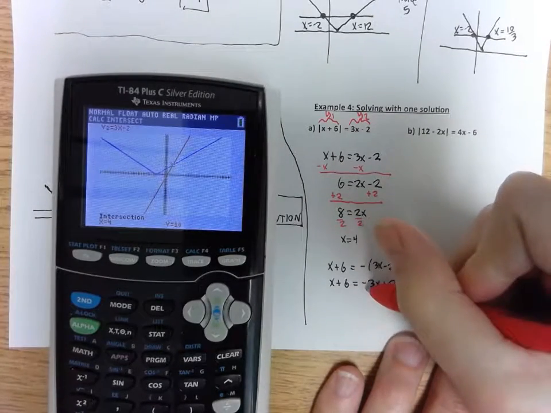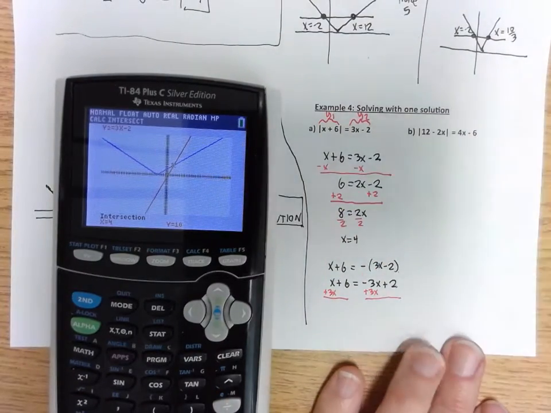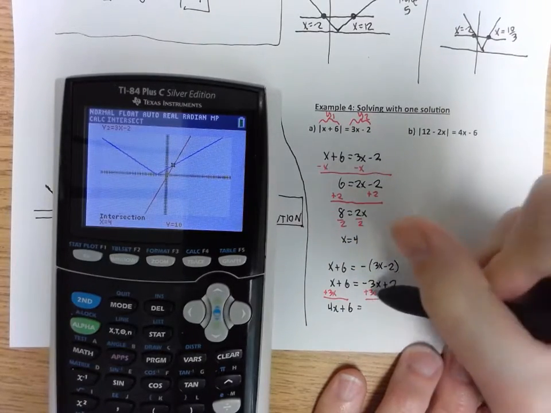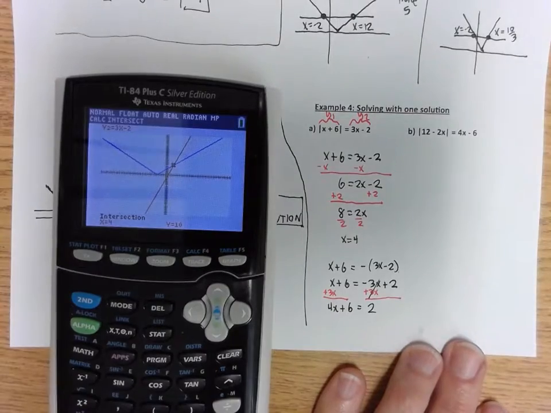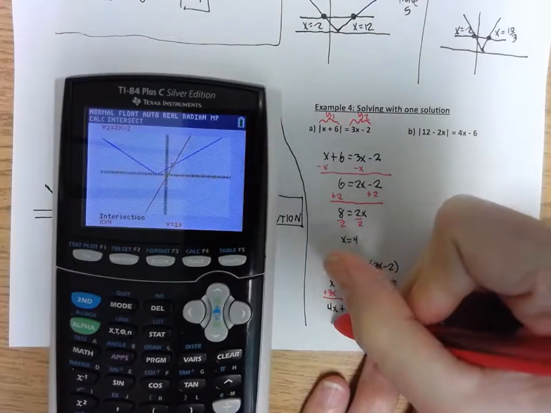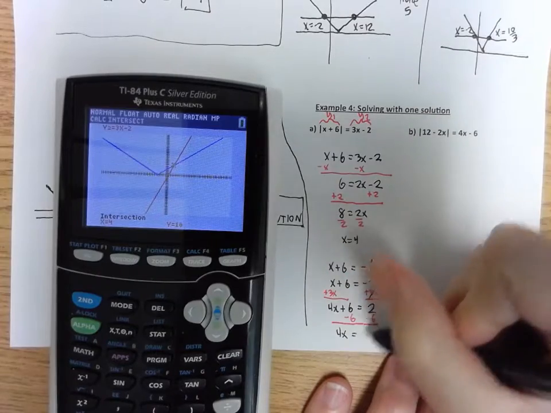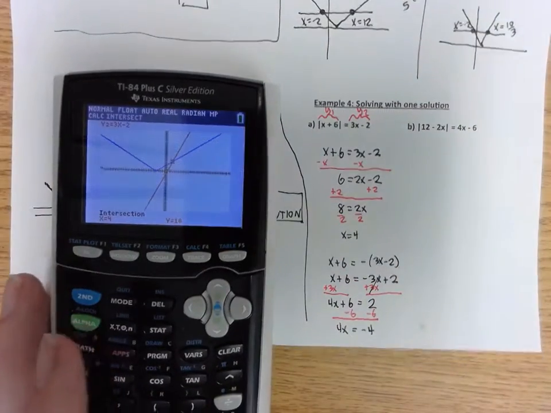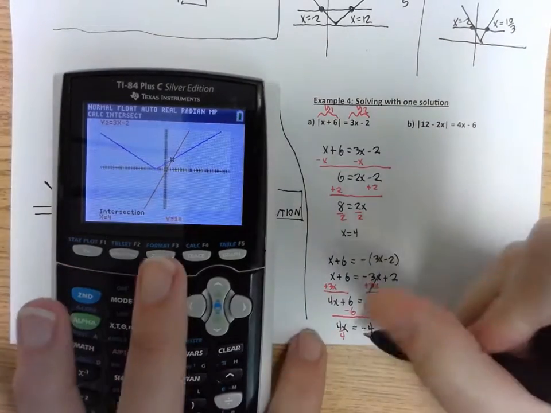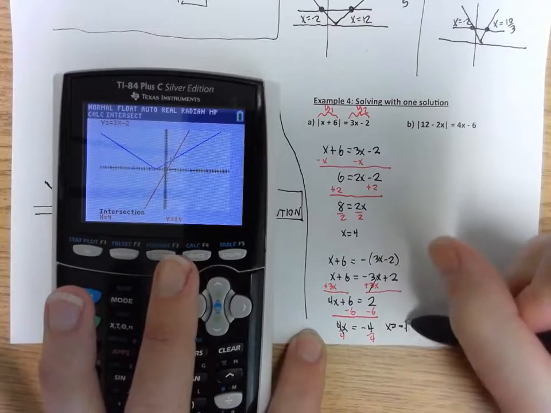I'm going to add 3x to both sides. I'm going to say 4x plus 6 is equal to 2. Subtract 6 from both sides. And you'll say 4x is equal to negative 4. And divide by 4. And you actually technically get a solution. You get x equals negative 1. That's called an extraneous solution. That's not a real solution.